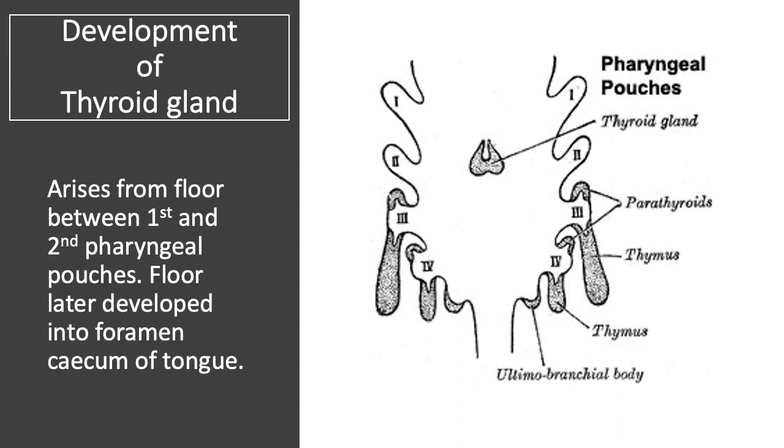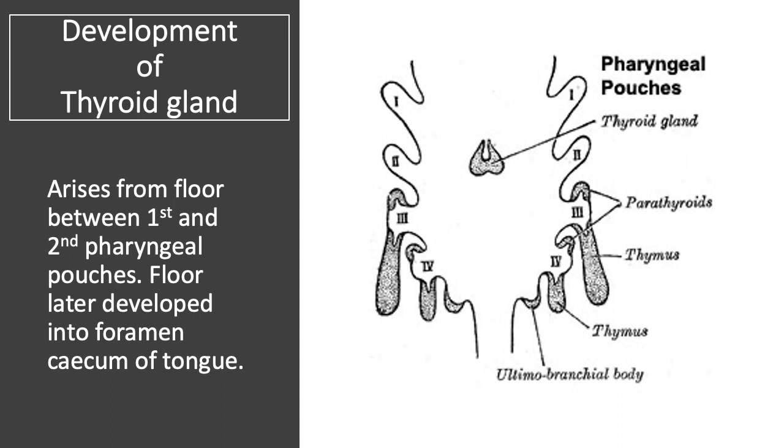The floor later develops into the foramen cecum of the tongue, which is situated in between the anterior 2/3 and the posterior 1/3 of the tongue. The parathyroid glands arise from the third and fourth pharyngeal pouches, and there is an odd thing that happens here. That is, the superior parathyroids arise from the fourth pharyngeal pouches and the inferior parathyroids from the third pharyngeal pouches.